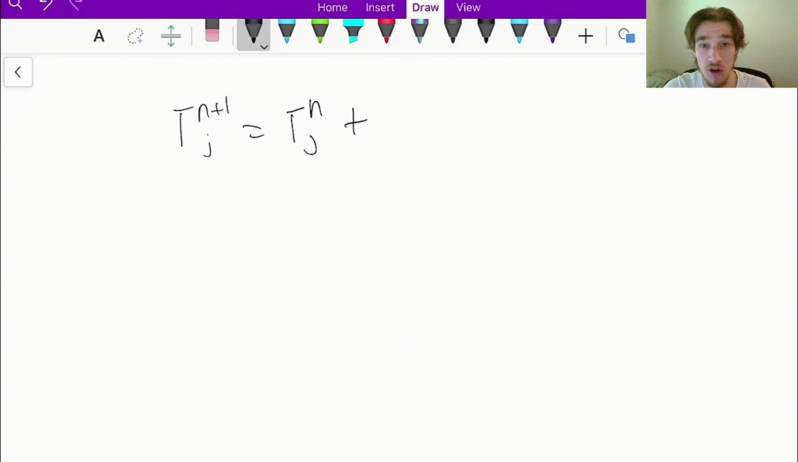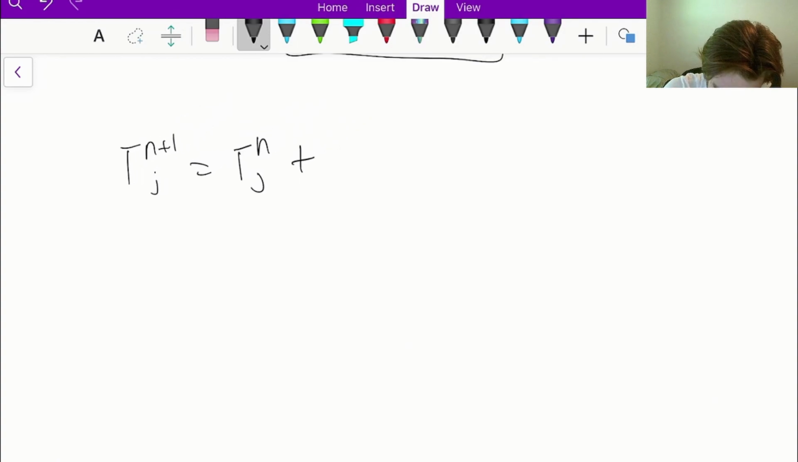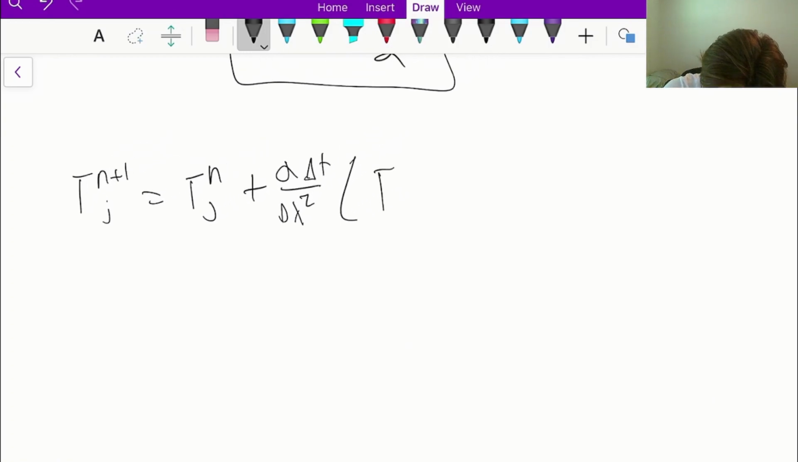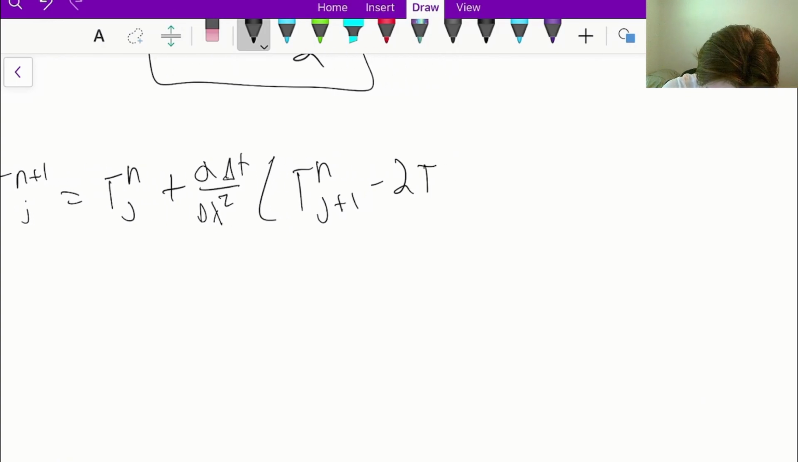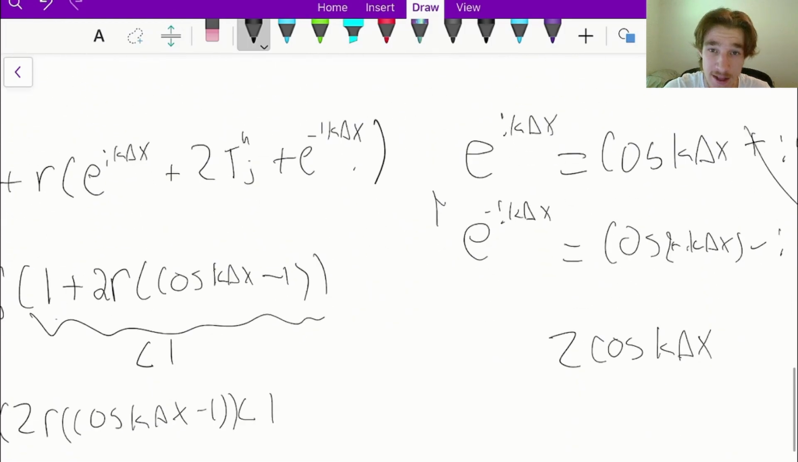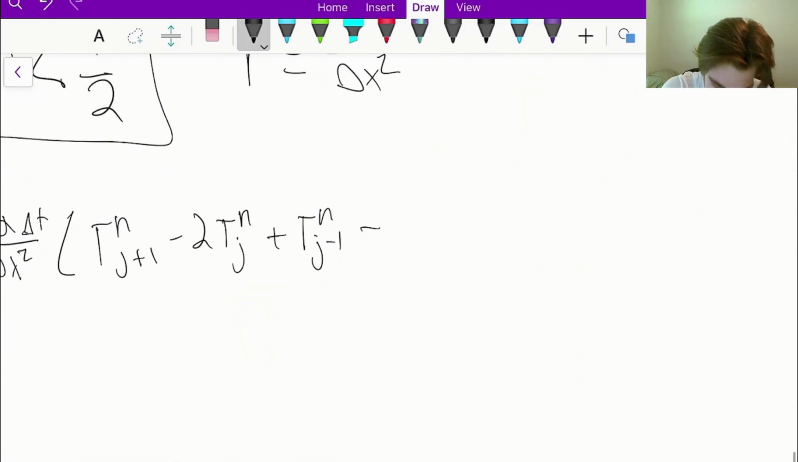plus, and instead of using r here, I'm going to actually put in what it is, so the thermal diffusivity times delta t over delta x squared. And then this is where a little bit of a change comes in, right? So we get T at n at j plus 1 minus 2 times the temperature at n of j plus the temperature at time n at j minus 1. So that is the same thing as we solved for up here. And this is where the variation comes in for the Crank-Nicolson method.